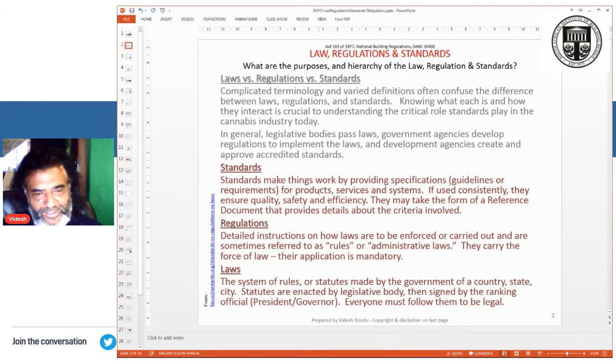The regulations come from law, and they are quantitative. So laws are qualitative. What do you want to achieve? That's what the law will literally state. How to achieve that in quantitative terms is normally written down in a regulation. So that's how it normally works. So the hierarchy is laws over regulations over standards.